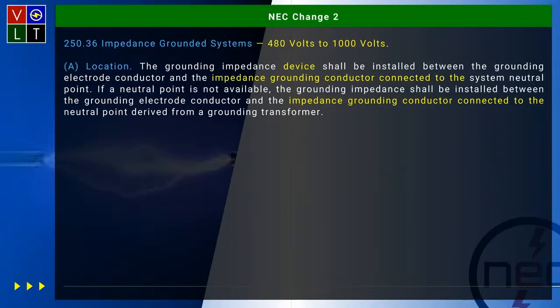Is this code-making panel 4? I'm not sure, I think it is. Okay. I think it's 5, isn't it? Okay. I didn't know what grounding and bonding was, I was just curious.